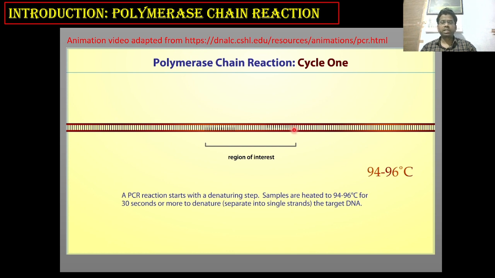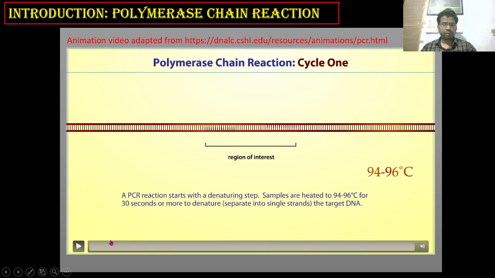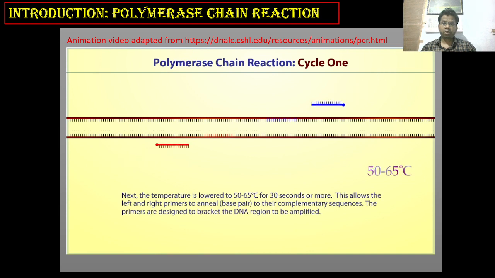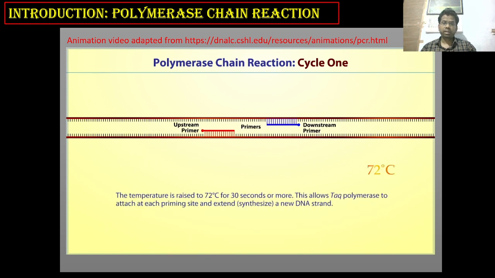So to understand in a simple way, I have chosen one animated video so that you can understand very easily. So I will play this video. Suppose it is a region of interest, and if you want to amplify this segment of a DNA, how does this happen? The first step is denaturation at 94, then annealing, and then the third step is extension.